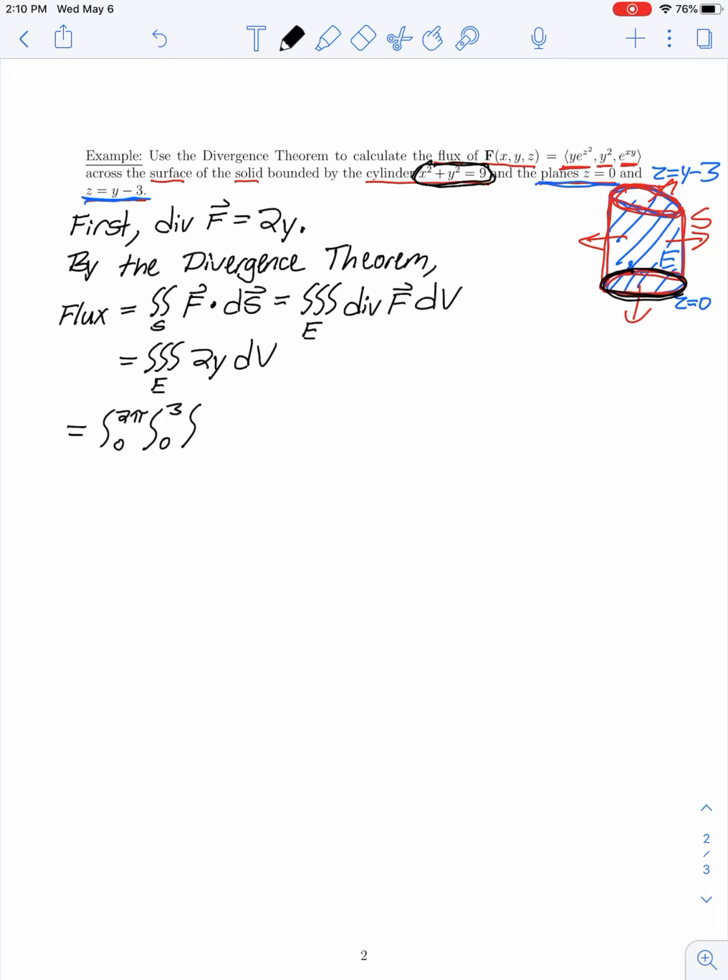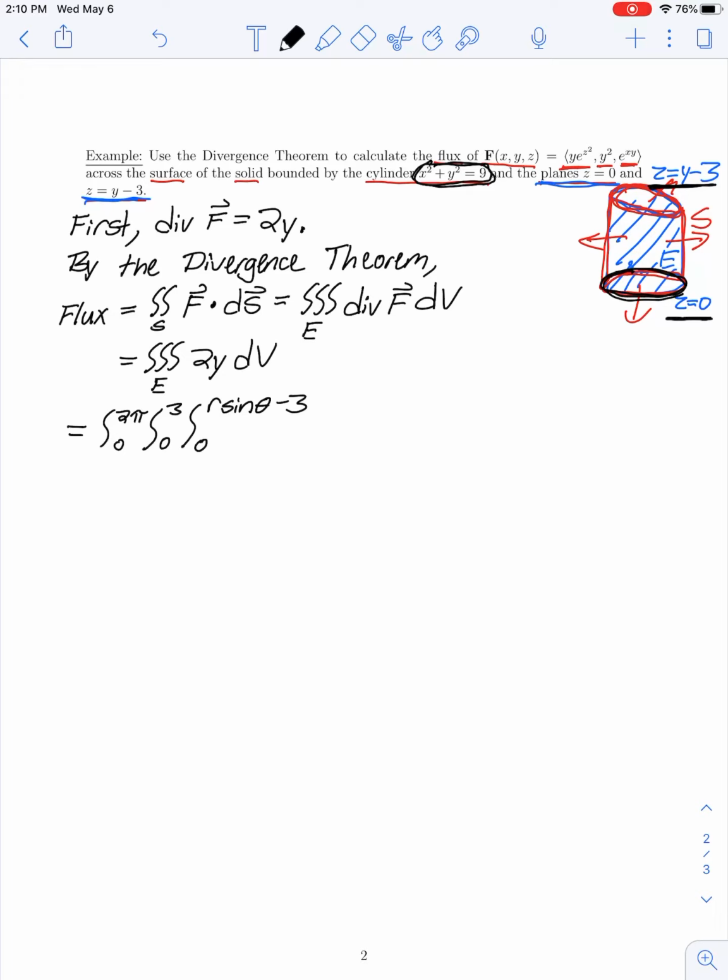And our innermost integral with respect to z, well, here z was bounded below by the xy plane, or z equals 0, and it was bounded above by the plane z equals y minus 3. Now, if we're making use of cylindrical coordinates, y, recall, is given by r sine of theta. So our upper value for z, y minus 3, is now r sine theta minus 3.